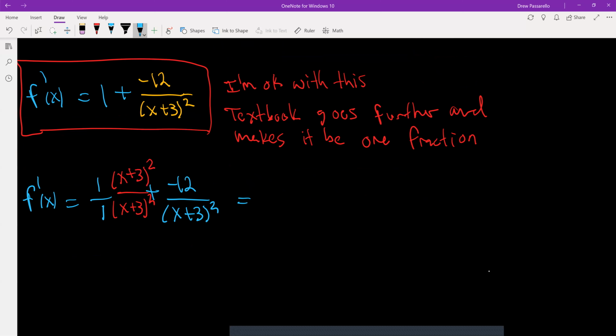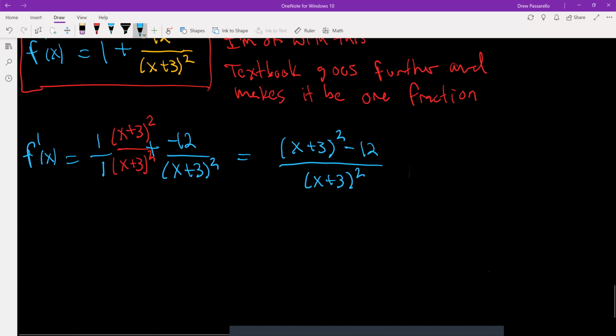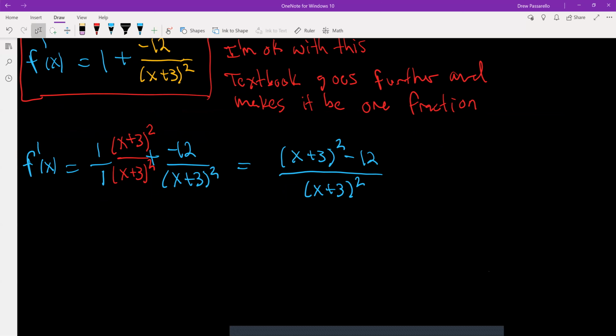So I'm just going to write it as one fraction now, where I have x plus 3 squared, and then plus negative 12, you can just write that as minus 12, and then over x plus 3 squared. And then the homework will keep the denominator as x plus 3 squared, but they'll try to see if they can simplify the numerator some. So they expand the x plus 3 squared in the top.